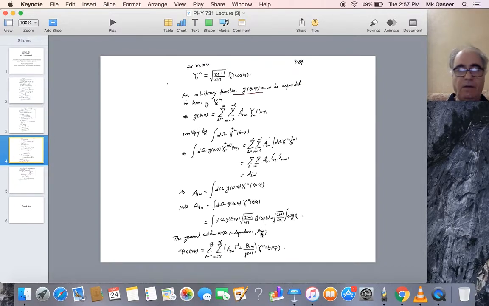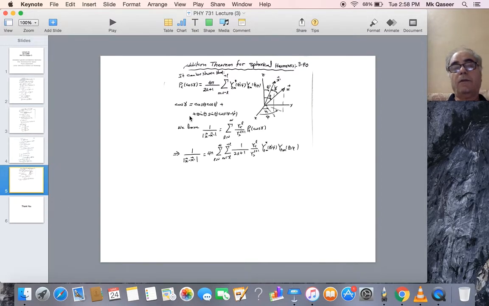Now the final solution for the Laplace equation, phi, which is a function of r, theta and phi, is given by this expression: summation over l from 0 to infinity, m from minus l to plus l, of [A_lm r to the power l plus B_lm r to the power minus (l plus 1)] times these spherical harmonics. This is the general solution of del squared phi equal 0.